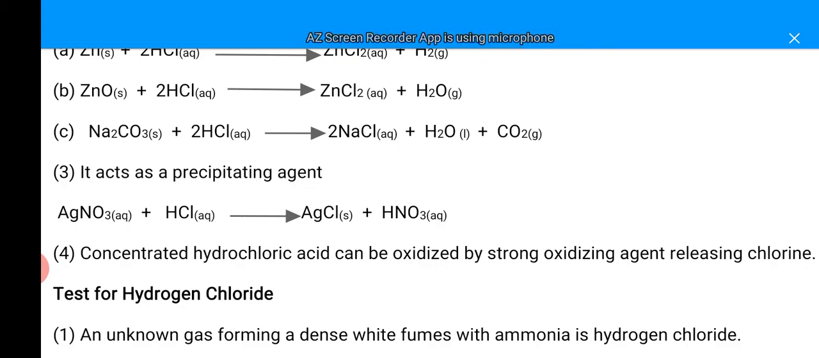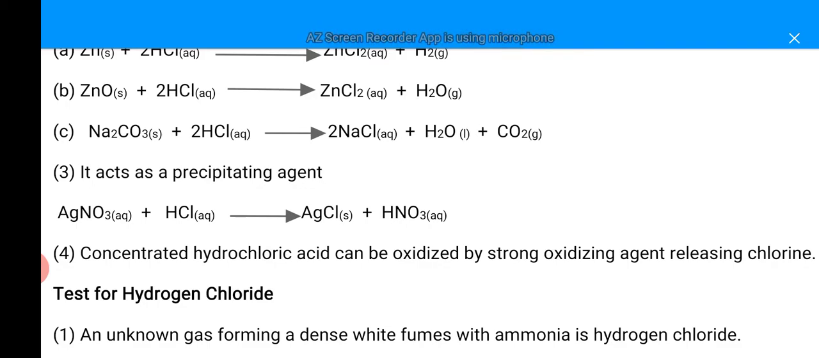Then it should be noted that concentrated hydrochloric acid can be oxidized by strong oxidizing agents to release chlorine. This reaction is telling us that strong oxidizing agents can make chlorine to be released from HCl. HCl is an acid, right? This kind of reaction doesn't take place for H2SO4, the same kind of acid as HCl.